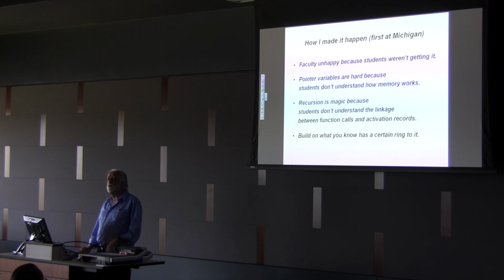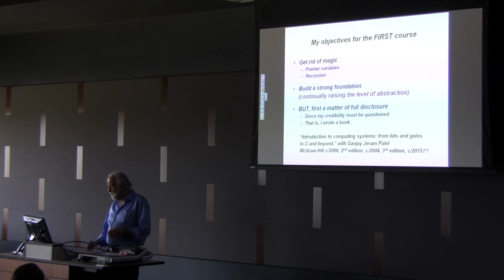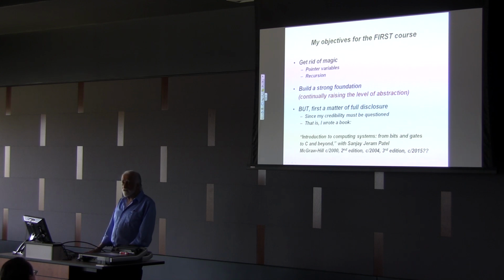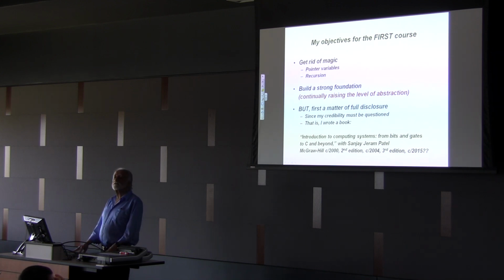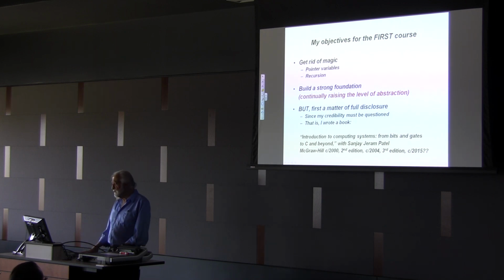How I made it happen in Michigan, build on what you know has a nice ring to it. My objective in the first course was to get rid of magic. And there's no magic associated with pointers or recursion, if you explain it right. Build a strong foundation, continually raising the level of abstraction. Abstraction is great. Some people say, I don't like abstraction. Of course I like abstraction. How can I not? But I need to get there.